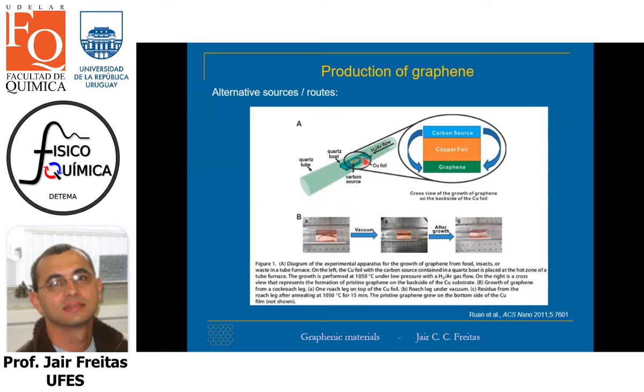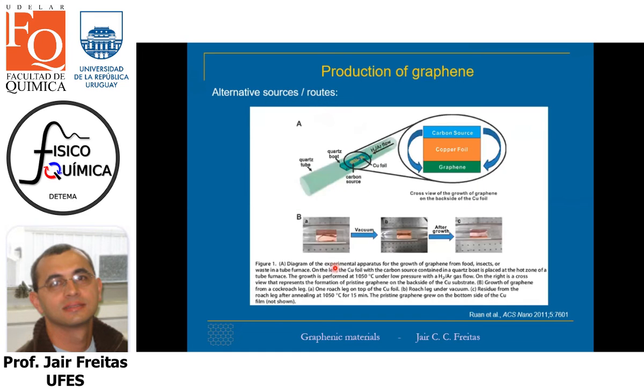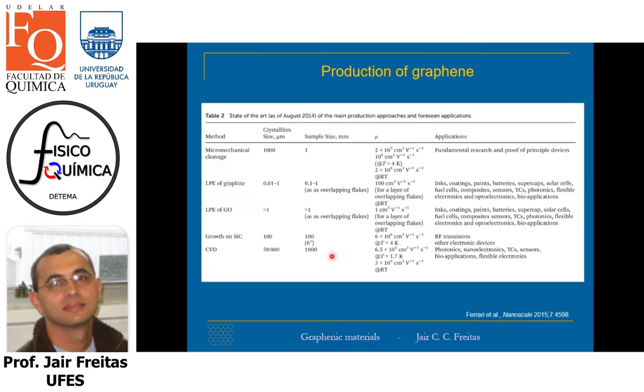In this paper, they show many examples of cheap sources of carbon, such as wastes, chocolate, cookies, etc. And they produced a very beautiful Raman spectrum containing this 2D band and the absorption expected for single layer graphene using these low-cost precursors. It's important to understand and improve these methods if we think about the mass production of graphene. So CVD starting from these cheap sources may be a good alternative for the mass production of graphene, as well as these methods here, the liquid phase exfoliation.